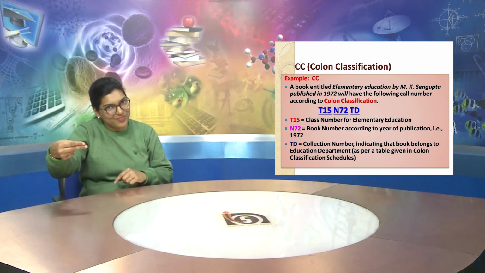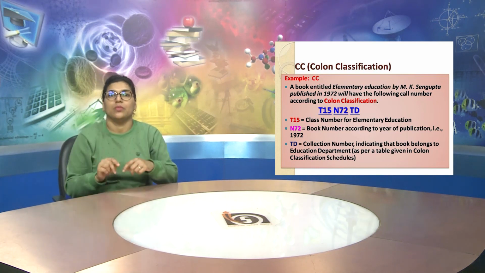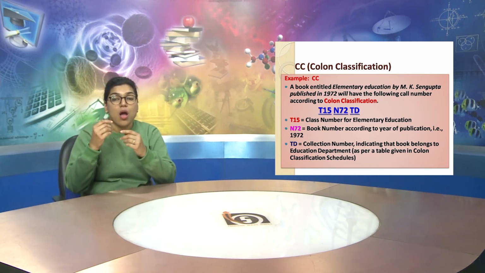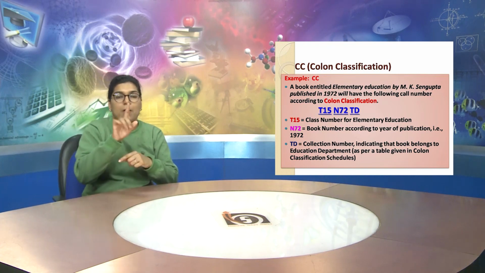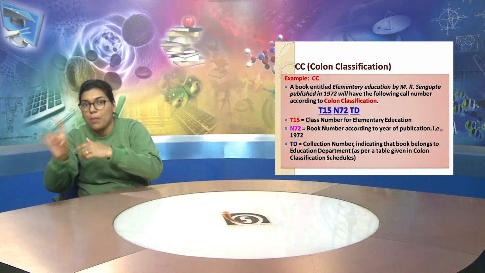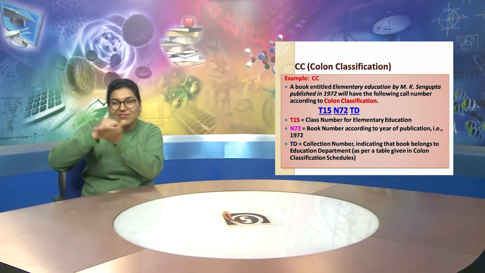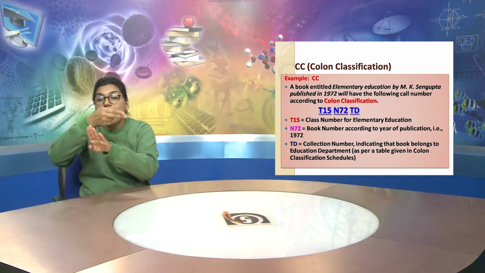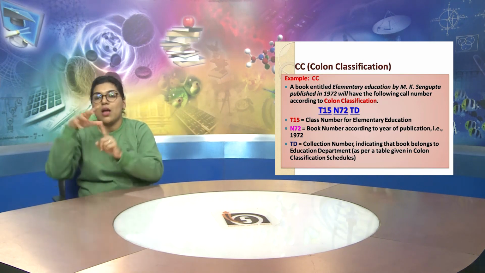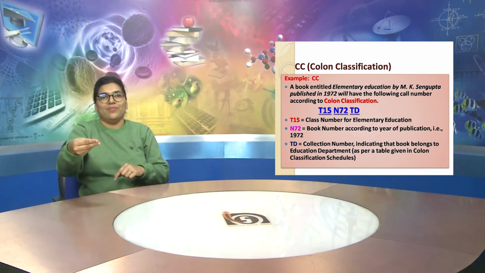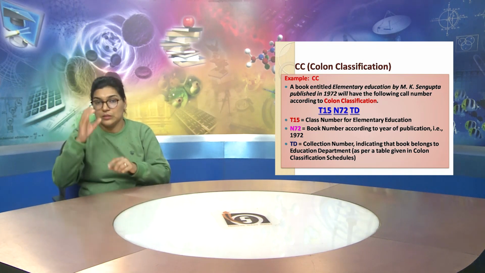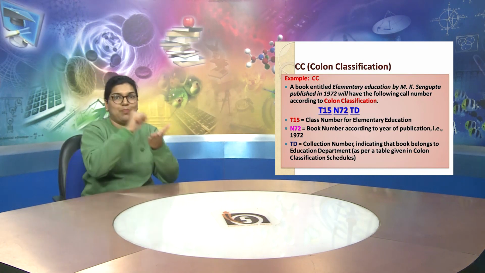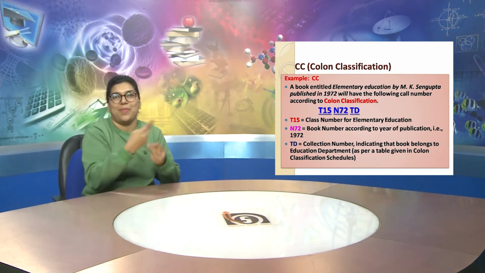So I hope it is clear. Let me tell you again. First, T is for the education. After that, number 15 is the subdivision of the topic. After that, the year comes. It is N. 72 is the year of printing or year of edition. And the third is teaching department. So there are basically 2 ways. The first one is DDC, which is international, and this CC is the Indian method.